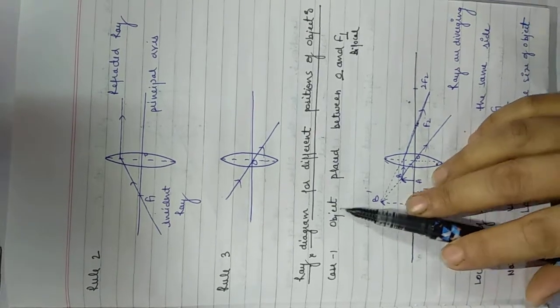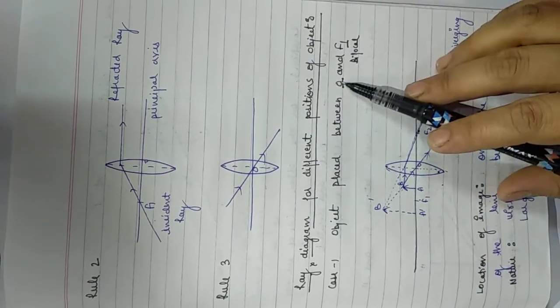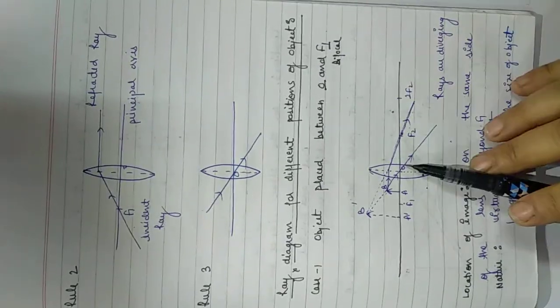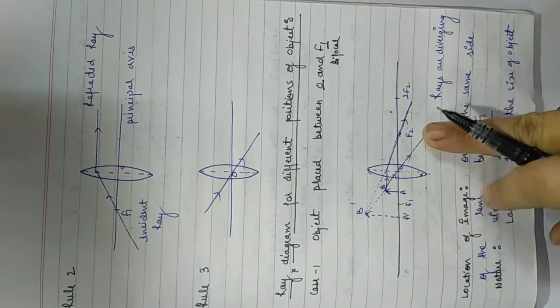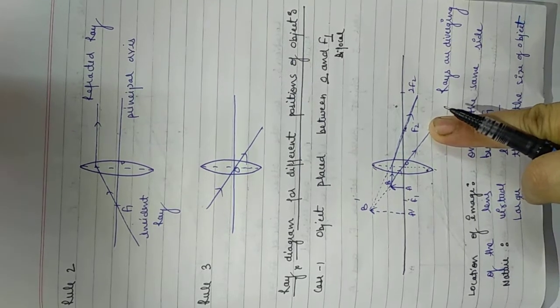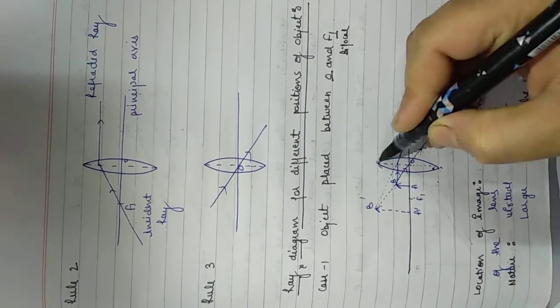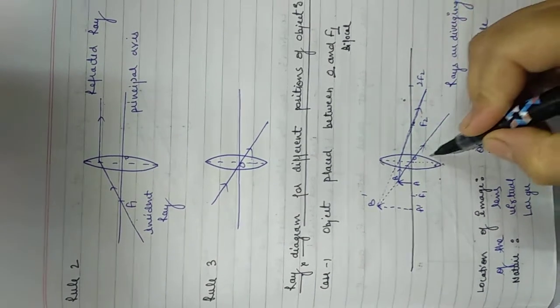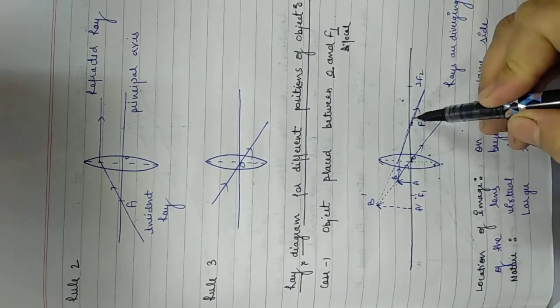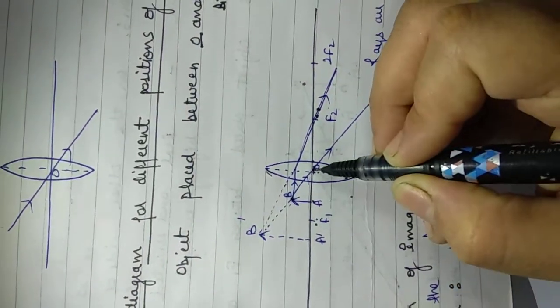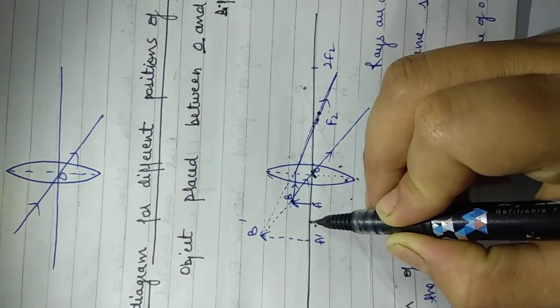Our first case is when the object is placed between the optical center and focus. Students, we have two foci for this convex lens. Actually, if the radius of curvature is the same for both the surfaces, these two focal lengths must be equal. So, a situation is given in which this object is placed between the optical center and this focus.